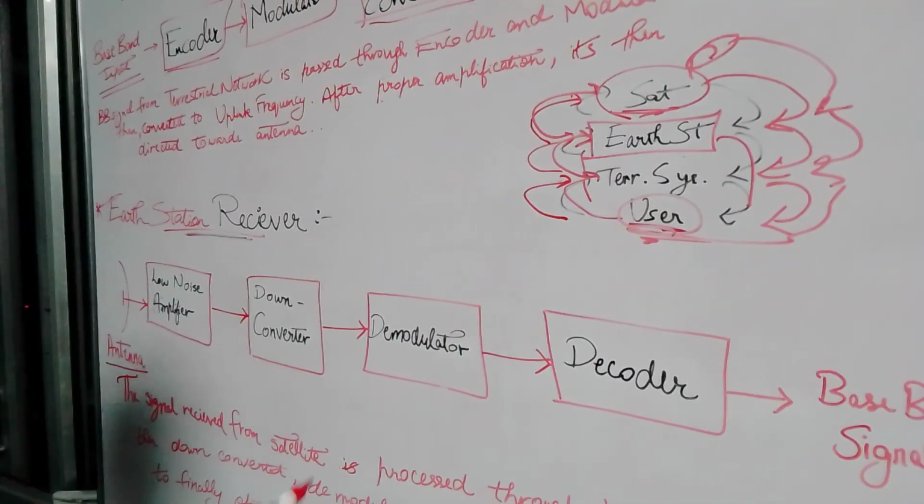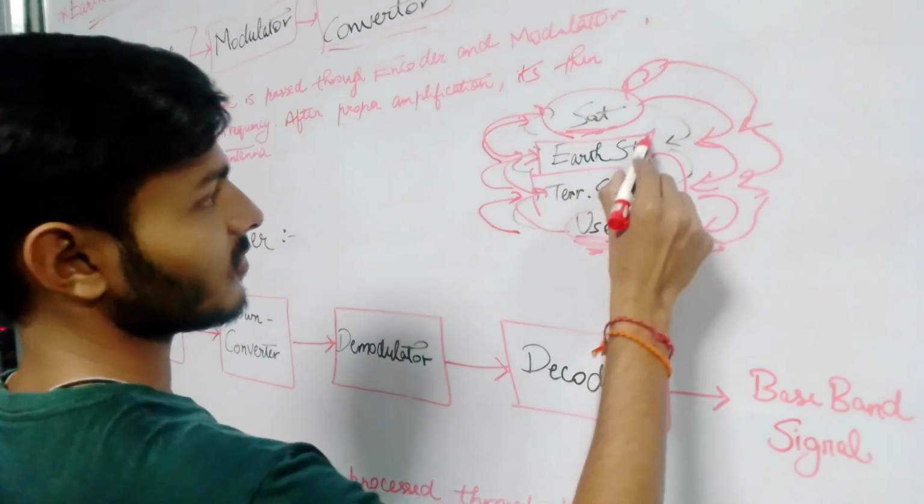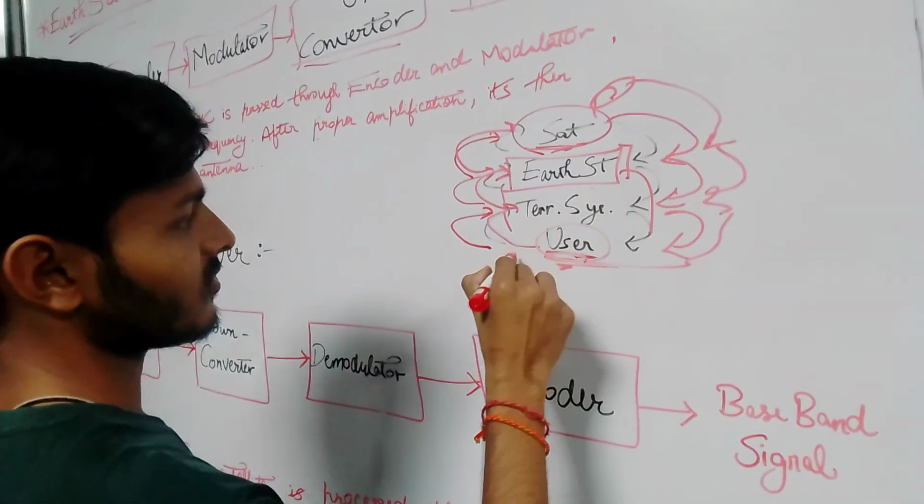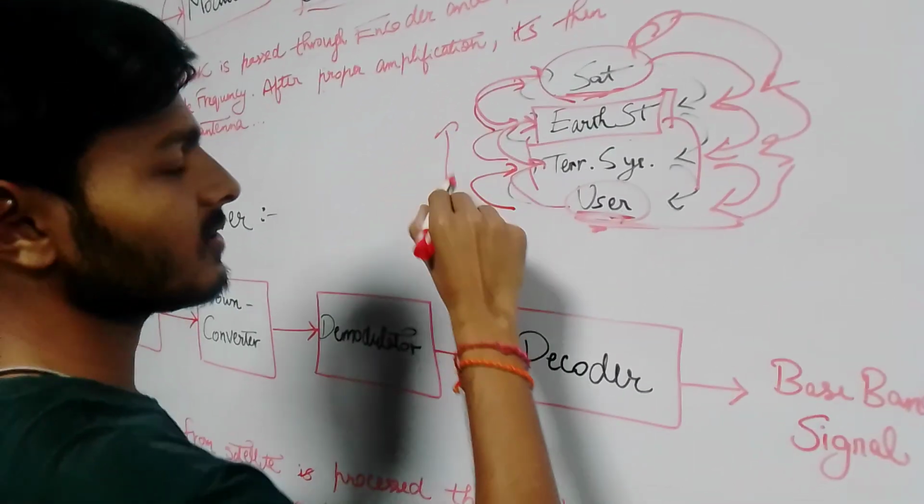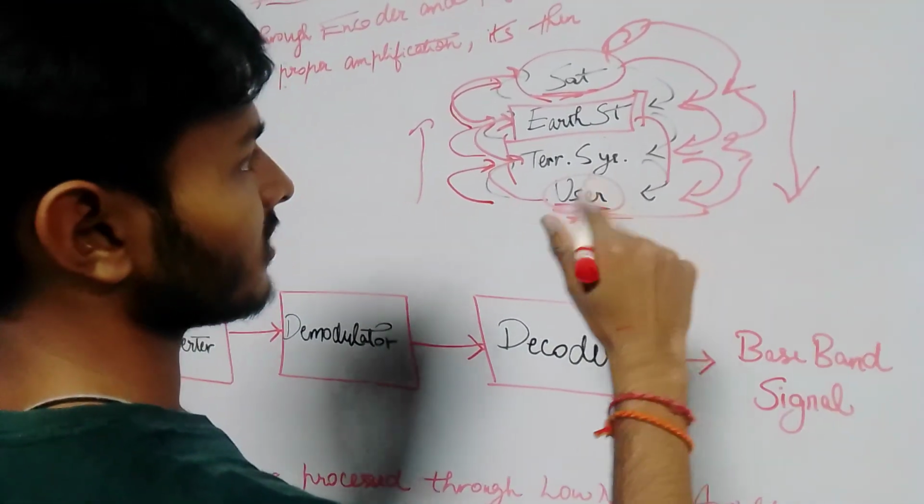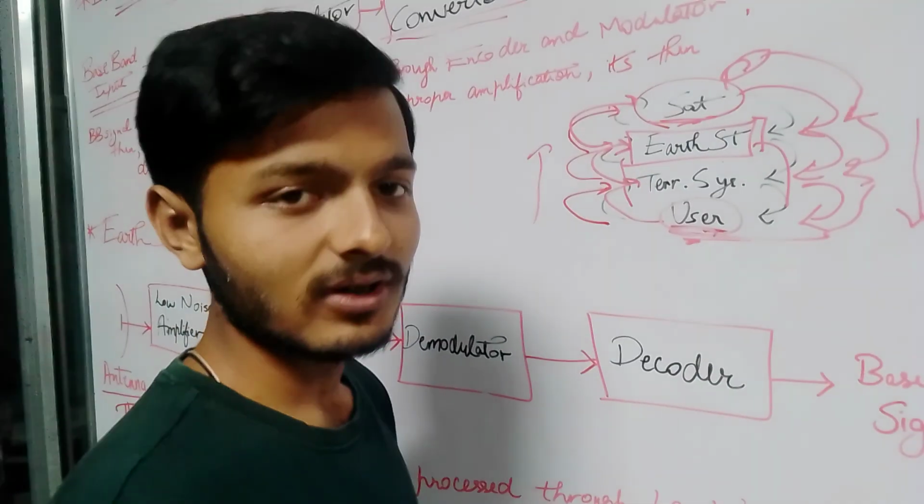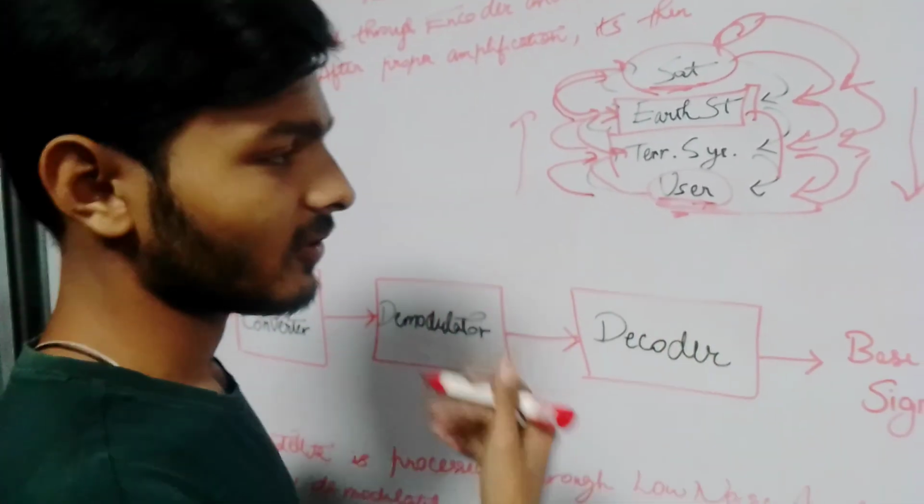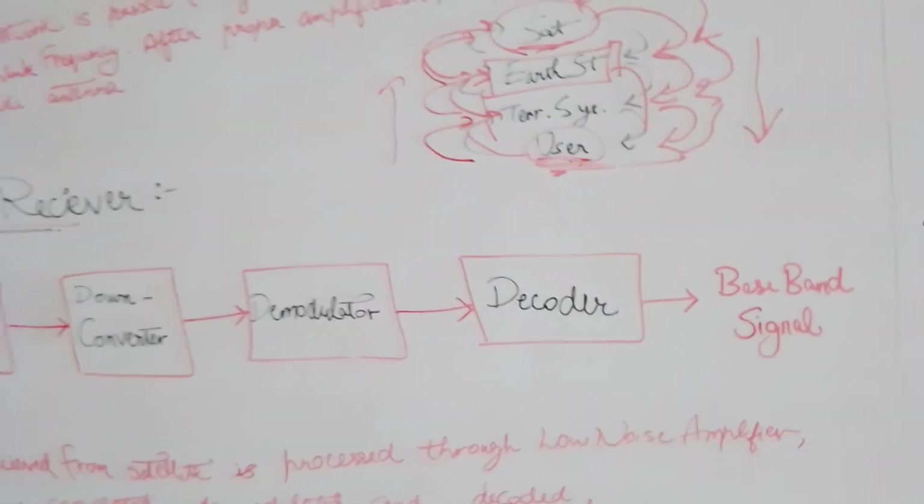Now, it is also to be noted that the earth station appears two times, once at transmitting time and once at reception time. Both times the earth station has different circuitry, which we are going to discuss in today's lecture.